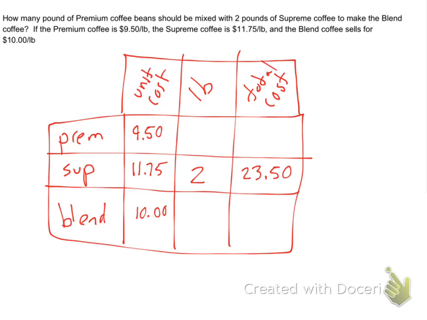And it says, how many pounds of premium should be mixed? So that means if I go up to premium, I just don't know how much is going to be used. But I do know the cost as soon as I find out X. What's the total cost of the premium coffee if I say it's X? 9.5X.